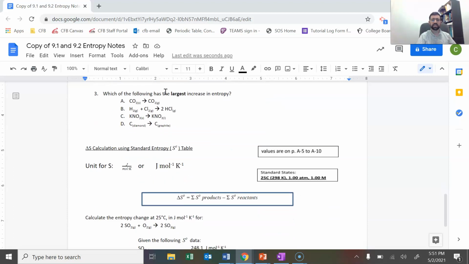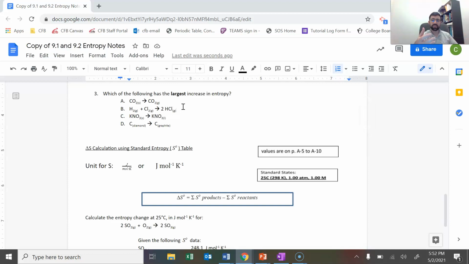Which of the following has the largest increase in entropy? So looking at these, which one has the largest increase in entropy? Well, the first one, I see a solid going to a gas. That's an increase in entropy, so this is definitely a possibility. Let's look at the next one. I have one gas, I've got two gases, and then over here I have two gases. So I have 2 moles of gas on the reactant side, 2 moles of gas on the product side.